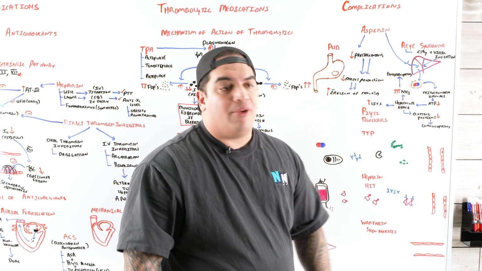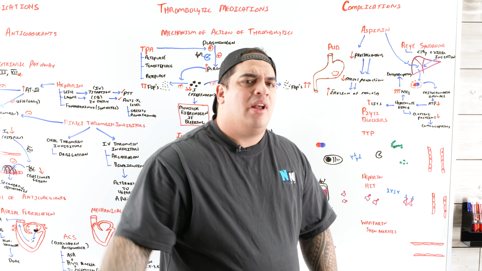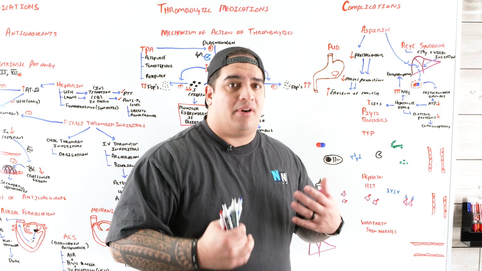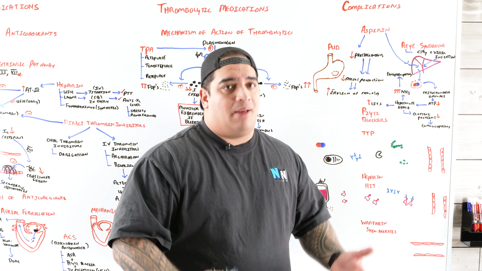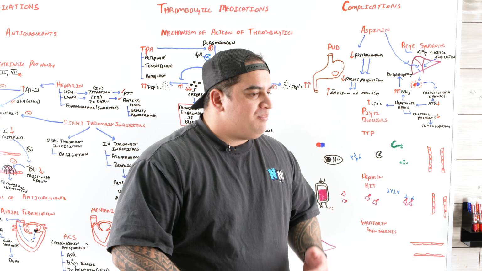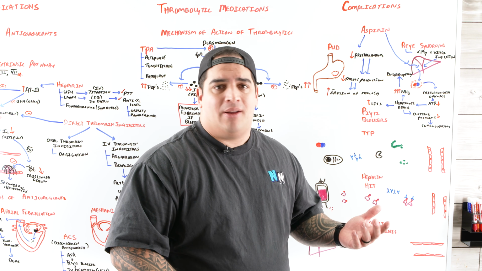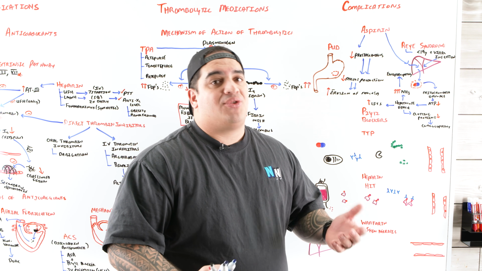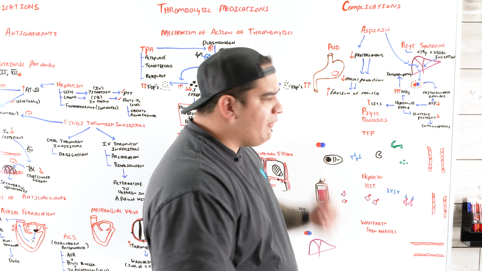P2Y12 blockers are actually pretty well tolerated. Clopidogrel is a pretty good one. The big thing I told you about before to watch out for is if they're a hyper-responder or an under-responder, you check that P2Y12 level and that gives you a good idea. Ticagrelor can cause random dyspnea sometimes, and prasugrel is a higher bleeding risk. But for the most part, they're good.